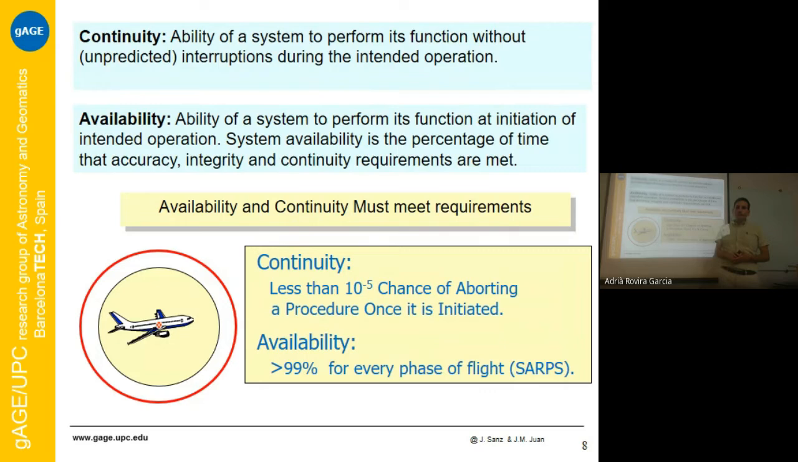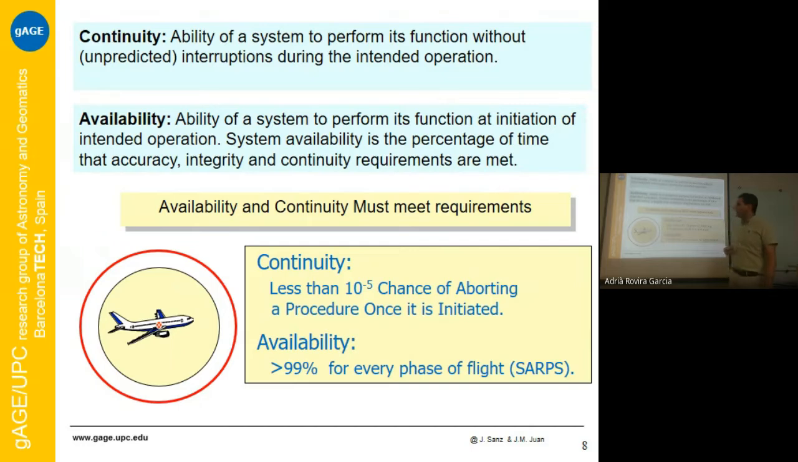Continuity, another definition, is the availability of the system to function without interruption. Imagine that we are landing an airplane, and we know that it will take about 150 seconds, a few minutes. Then we must make the landing continuously, without interruptions, without stop.